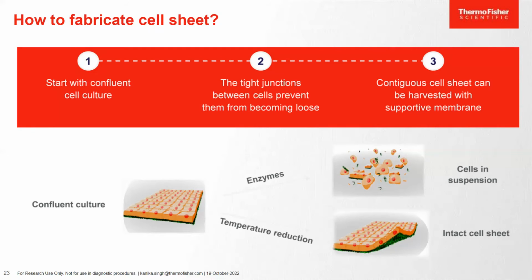So first of all, we have to start with a confluent cell culture. We have to seed our cells in a way that after a certain period of time, we get a fully confluent layer of cells on that surface in such a way that there is a tight junction between these cells, and which would help them to become loose. And then this sheet can be harvested using a supportive membrane. So the entire procedure I'll explain to you in the next slide.